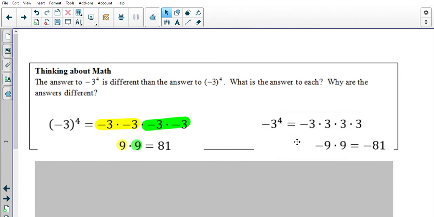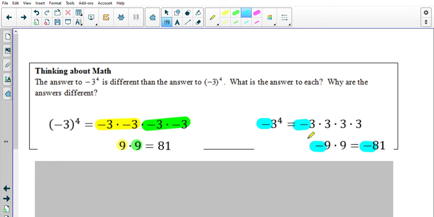Now, if we have -3 to the fourth power, our base is just 3. So we have 3 to the fourth power, which is 3 times 3 times 3 times 3. And this negative sign, which I'll highlight in blue, is just hovering in front of our answer. So 3 times 3 is 9. 3 times 3 is 9. We've got that negative, again, just hovering in front of our work and our answer. 9 times 9 is 81, and we just tack that negative in front of it. So the answer to -3 without parentheses to the fourth power is -81, whereas -3 in parentheses to the fourth power is +81.